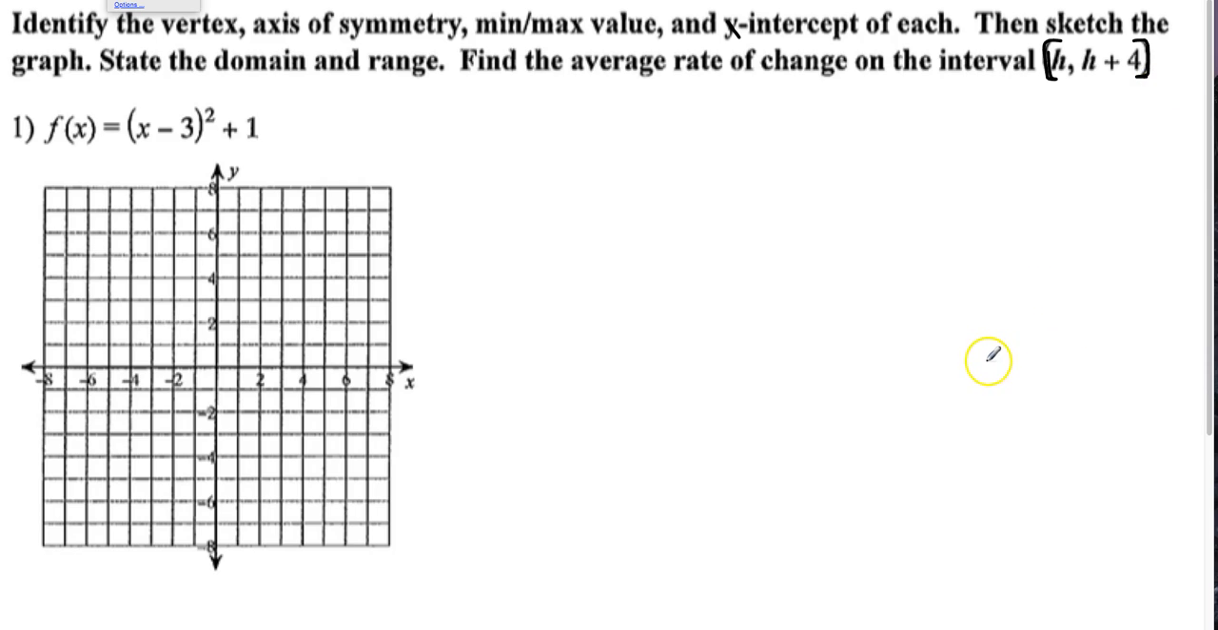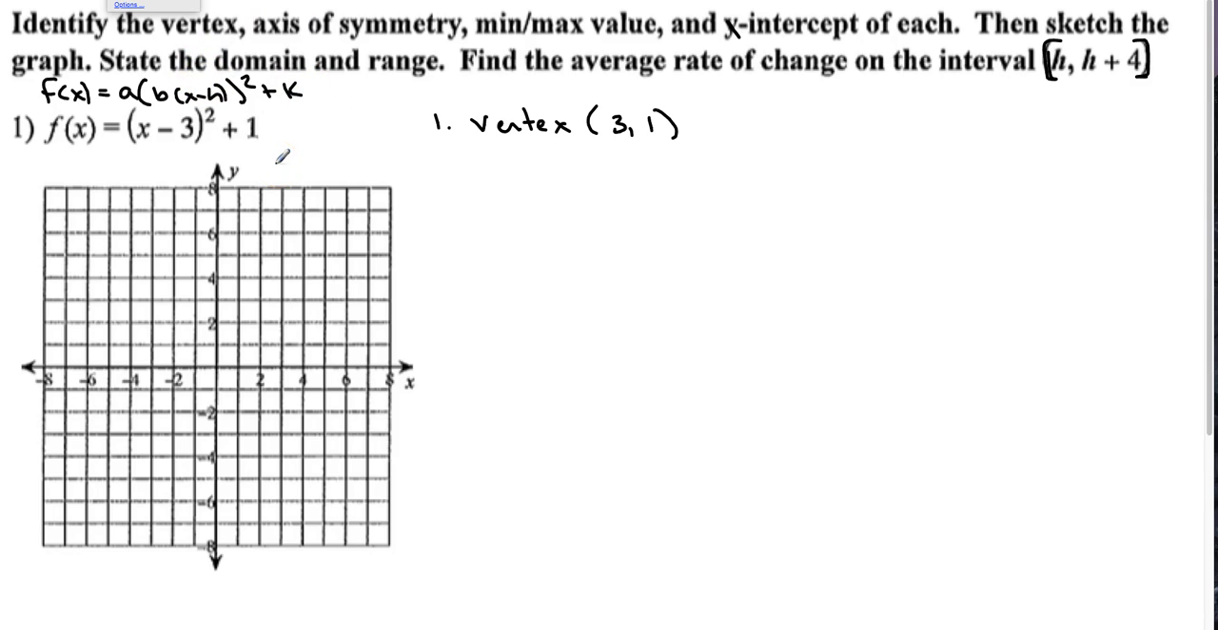All right. So identify the vertex. We have this already in vertex form, so let's do this piece by piece. What is the vertex? Yep, 3, 1. Perfect. So my vertex is 3, 1, and I'm getting that from here, where if f of x equals a times (x minus h) squared plus k, the vertex is here at h, k.